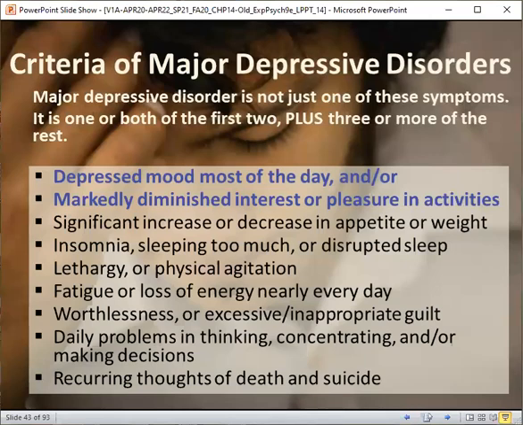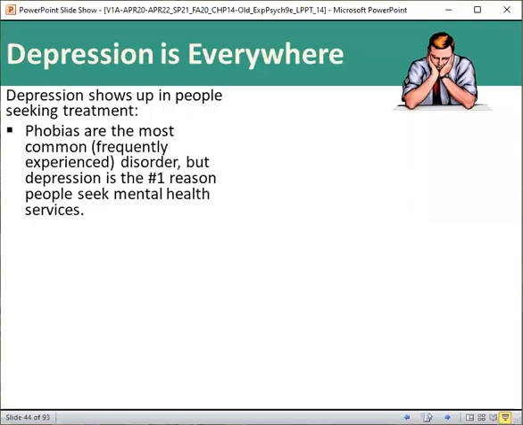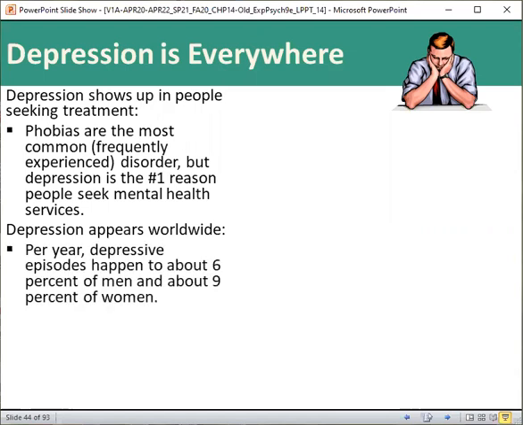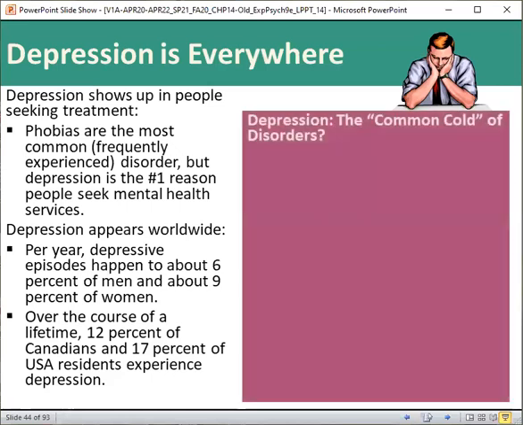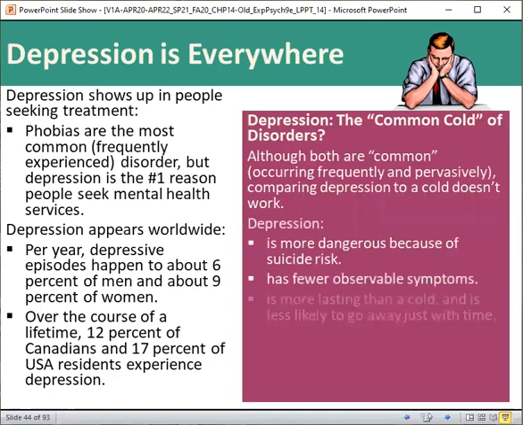Now, depression is something that we see everywhere. It shows up in people seeking treatment. Phobias are the most common, frequently experienced disorder, but depression is the number one reason people seek mental health services. Depression appears worldwide. Per year, depressive episodes happen to about 6% of men and about 9% of women. Over the course of a lifetime, 12% of Canadians and 17% of USA residents experience depression.